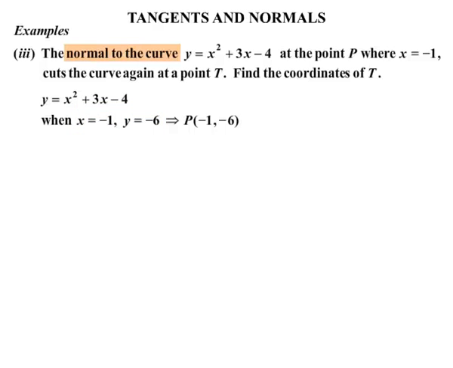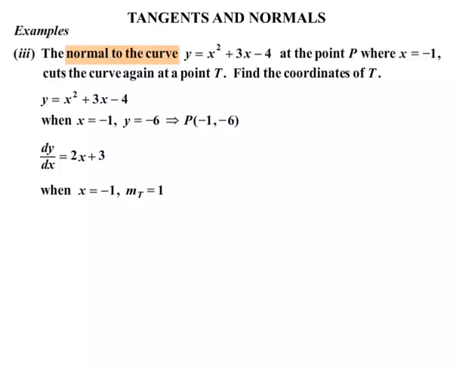Now we're after the normal to the curve, so we always have dy/dx. The derivative of x squared is 2x. The derivative of 3x is plus 3. The derivative of minus 4 is nothing. Now when x equals minus 1, let's substitute that into our gradient formula. We get that the gradient of the tangent equals 1.